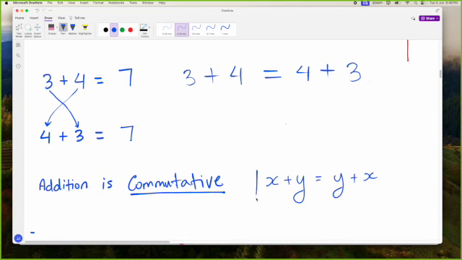Or in algebra, we use letters. Letters just represent unknown numbers. Letters are numbers. It's only numbers in maths. Numbers are the nouns. So you can see here any number, x plus y will be equal to y plus x.